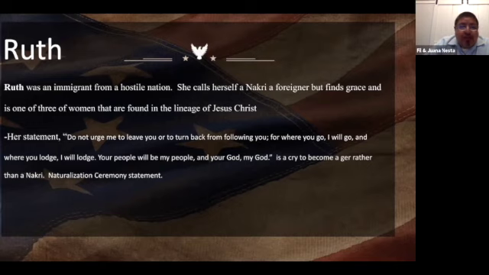And her statement, "Do not urge me to leave you or to turn back from following you. For where you go, I will go, and where you lodge, I will lodge. Your people will be my people, and your God, my God." This is a cry to become a ger rather than a nokri. This was her naturalization ceremony statement.